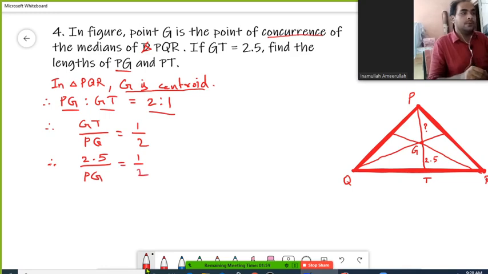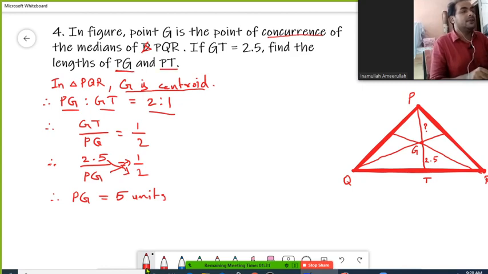1 by 2. Now we can cross multiply them. So 2.5 into 2 and PG into 1. When you multiply PG with 1, it will remain as PG. 2.5 into 2, so it will become 5 units, right? So now we have the length of PG. So half of the question is done.